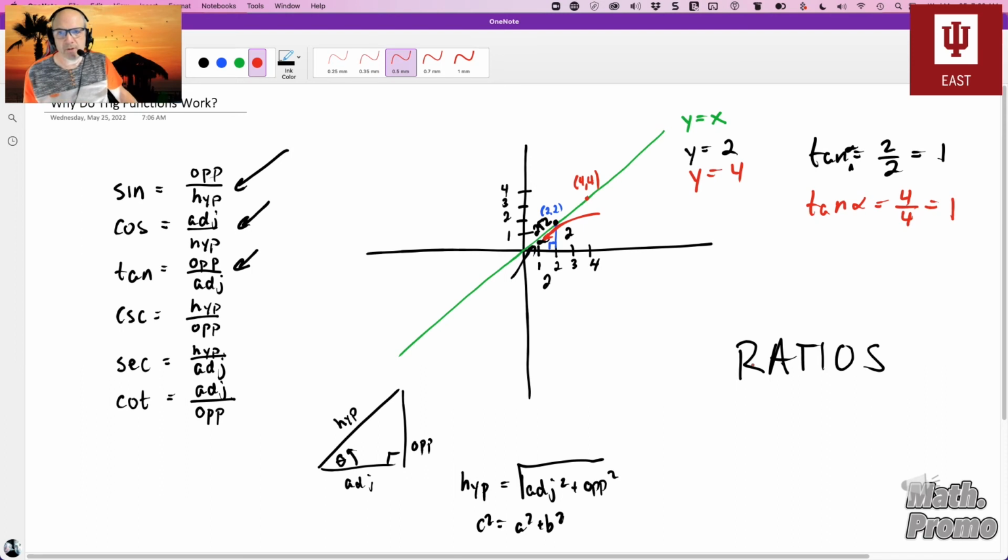They are a ratio. And it doesn't matter how big, because we could go the other direction. We could go to the point 1, 1, and then 1 is going to be the opposite side, and 1 is going to be the adjacent side, and we're still going to get a tangent of 1. They are ratios. It doesn't matter how big or how small they are. The ratio is going to remain the same because the component parts of the ratio increase or decrease equivalently.